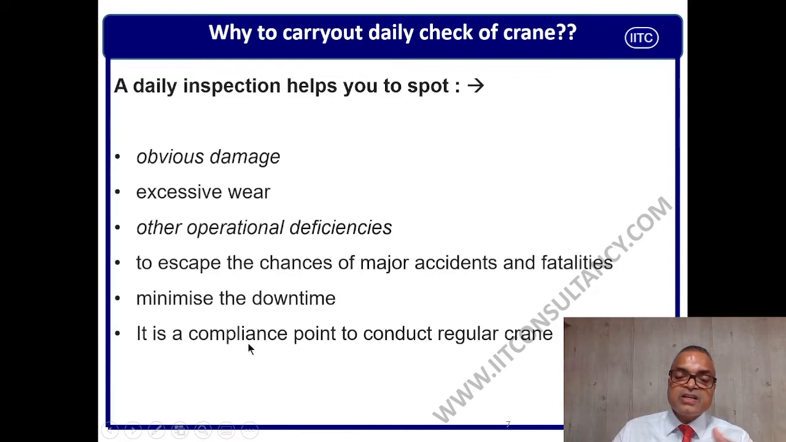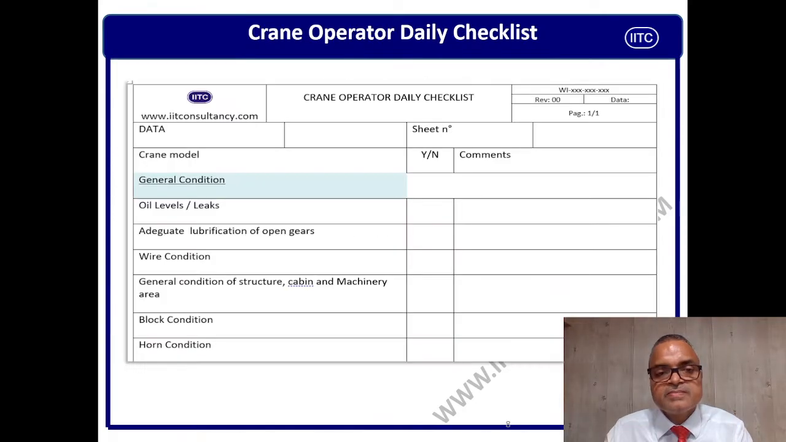It is a compliance point also. Sometimes doing a daily check is a compliance and regulatory requirement. Sometimes it is compliance in terms of company philosophy or crane manufacturer guideline. So these are the points why we need a daily check for a crane. And what are to be checked? We will see in the following slides.